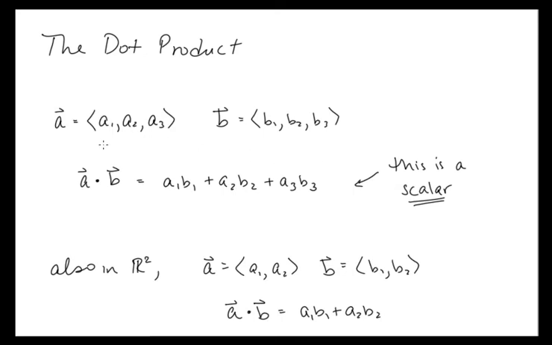So for vectors a and b, we're going to have a dot b to be a1b1 plus a2b2 plus a3b3. Now the first thing I want to point out here is that this is a scalar quantity. We are multiplying two vectors and we're getting out a scalar. We can also define the dot product in R2, and a dot b would be a1b1 plus a2b2. And we'll see how this ties into what we've already seen with the length of a vector and how else this can be useful geometrically.